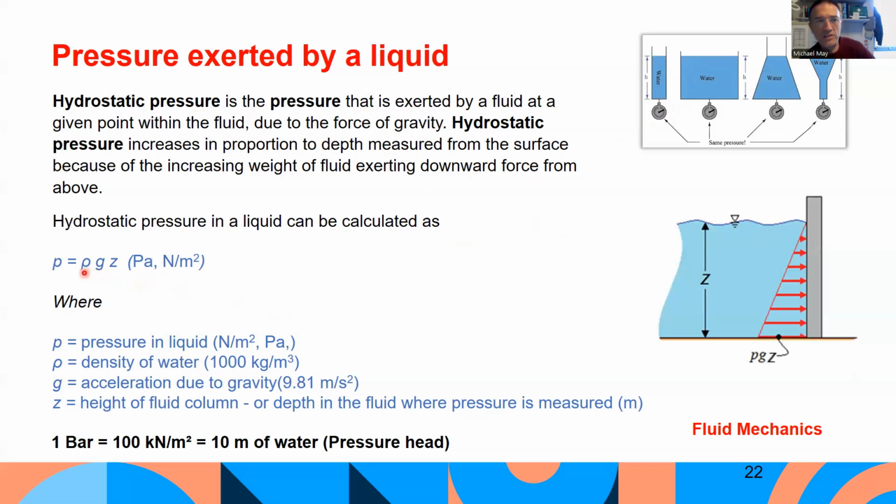We look at the equation. If they're all water, then they all have the same density, so we can drop that. The acceleration due to gravity is a constant, we can drop that. And the pressure is related to the depth, and the depth is the same. So the pressure will be the same at the top. Sorry, at the base.